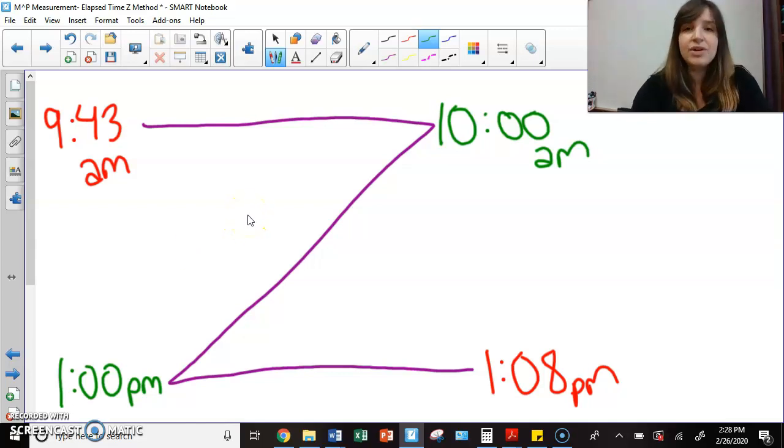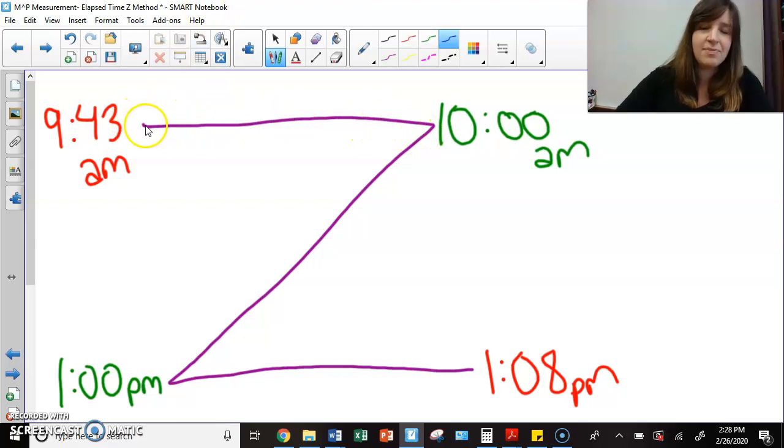So now we're going to fill in the amount of time that has passed between each one of these points. Pretend it's like a car driving on the road. So you're going to be driving from this time to this time to this time to this time, okay? And so you're making pit stops along the way.